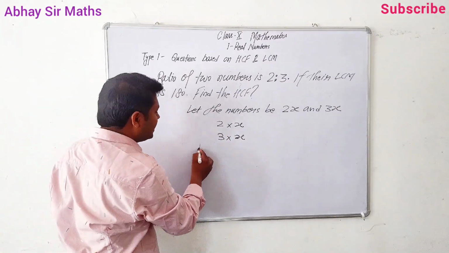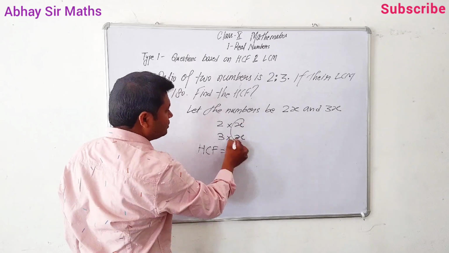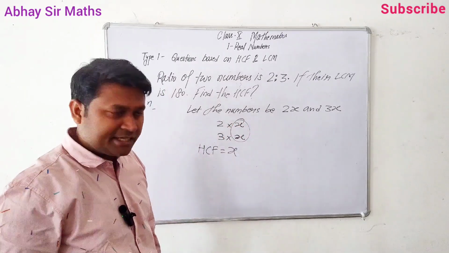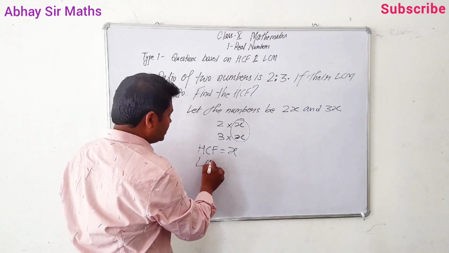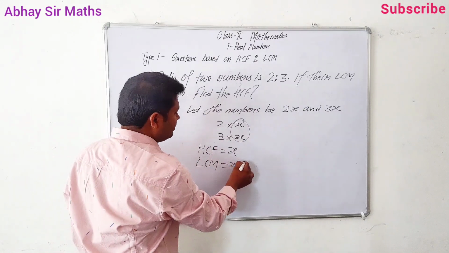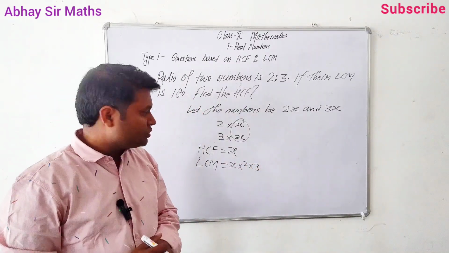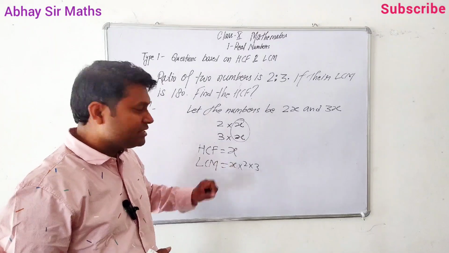Now if you want to find HCF from this, HCF will be common factor. Which is the common factor in this? x only. And what will LCM be? LCM will be common factor into remaining factors. Will this be so or not? We just saw in the previous question. So HCF is this, LCM is this.